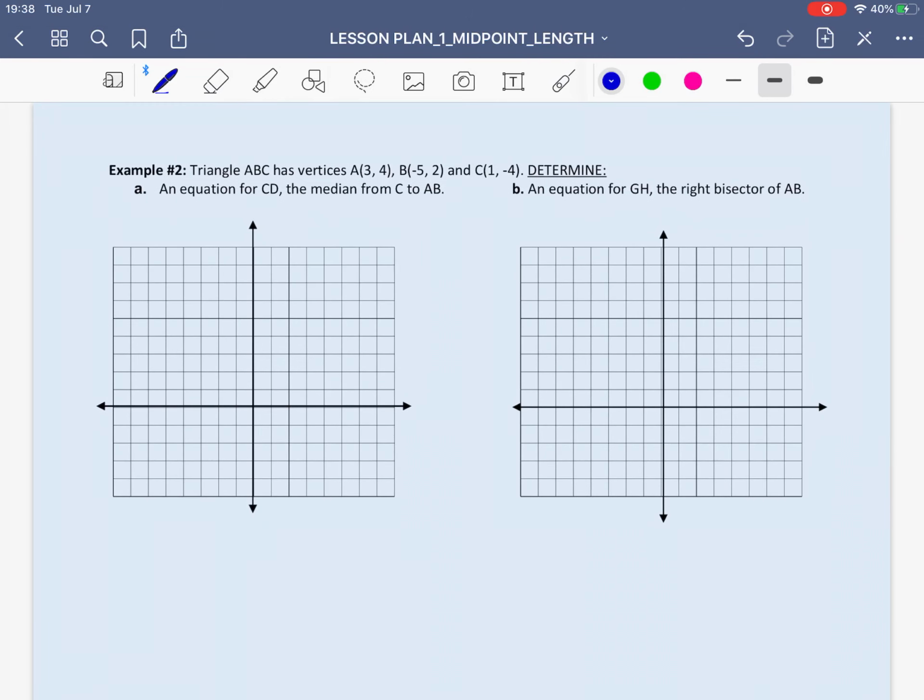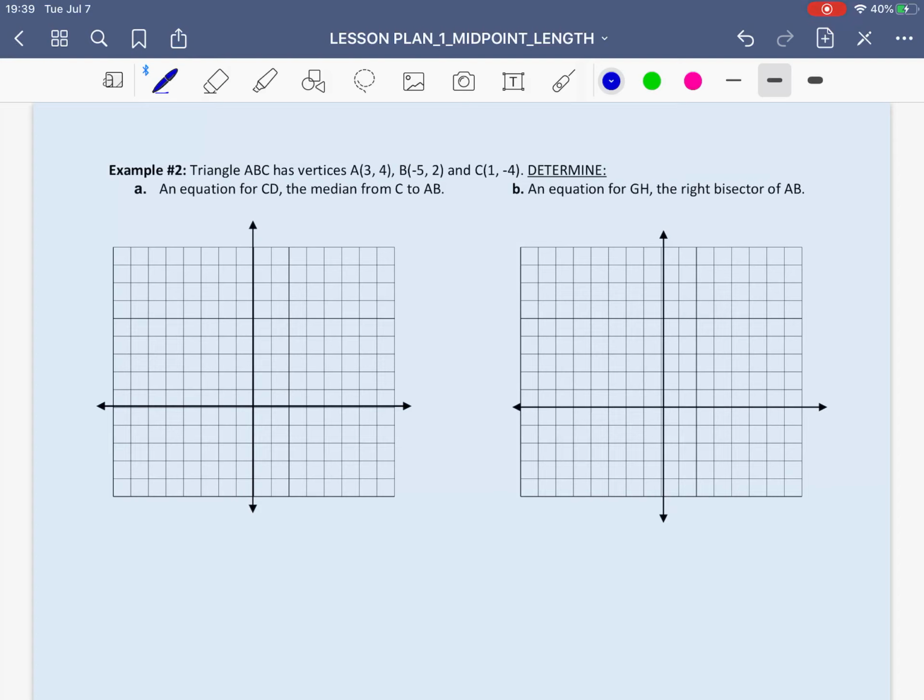Okay, so we're going to use the midpoint formula now to solve this problem. And this is not a very short process, so it's kind of elaborate. So being organized when we have such tasks is very important. So we have a triangle ABC, and we know the coordinates of the vertices, and we need to find the equation for CD, which is the median of the triangle.